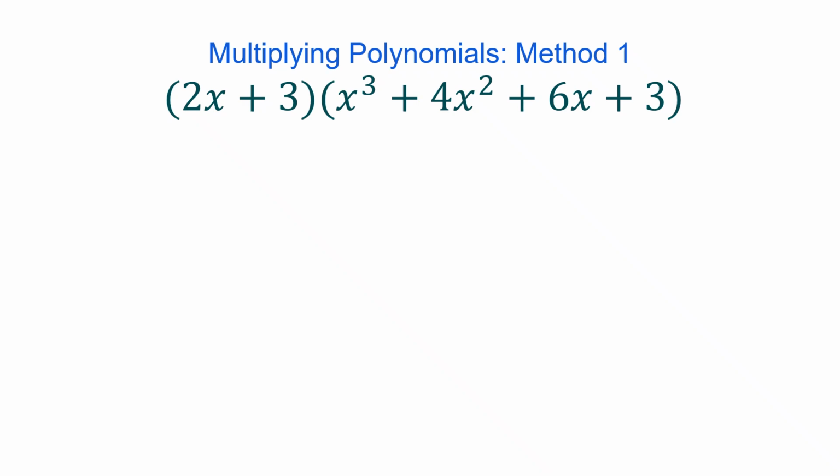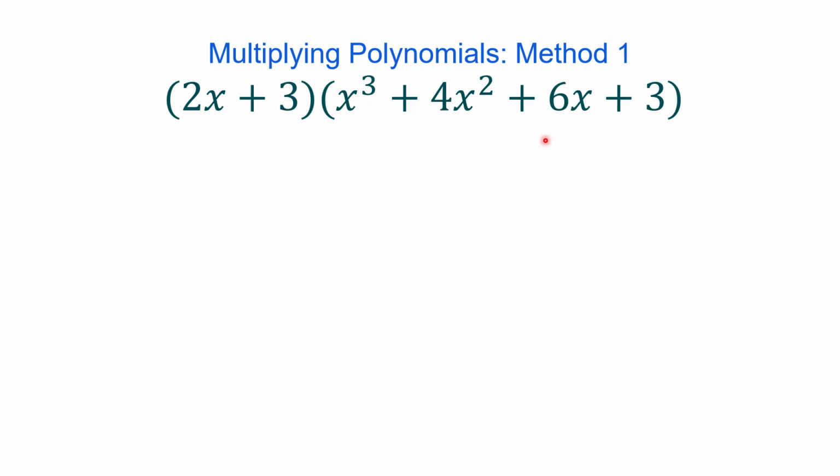Everybody, this is Mrs. G with multiplying polynomials in Unit 4. As you can see, we have 2x plus 3 multiplied by this longish polynomial with x to the third plus 4x squared plus 6x plus 3.